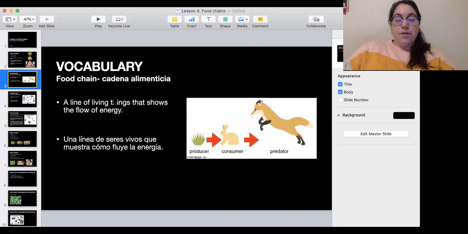Okay. For our vocabulary today, we have the word food chain, cadena alimenticia. So it's a line of living things that show the flow of energy. See, there was energy in this grass, then it was eaten by a rabbit, a consumer, that I want to explain later what's that, and then a fox ate the rabbit. So the energy is flowing from the grass to the rabbit to the fox.